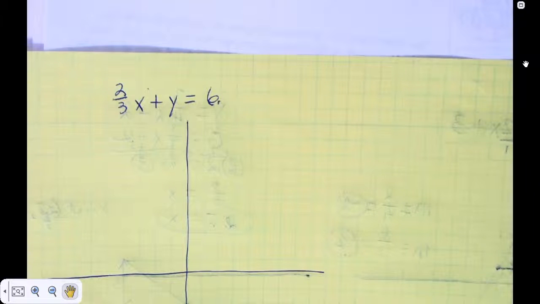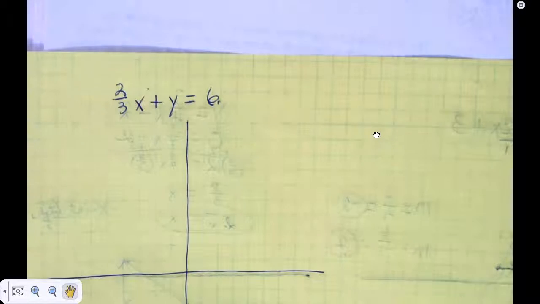I can do what we learned yesterday. I can find the x and the y intercepts. I can set up an H chart, find the x and y intercepts, graph it that way. Or I think I can put that in slope-intercept form really quick. What can I do? Really quick to put it in slope-intercept form.